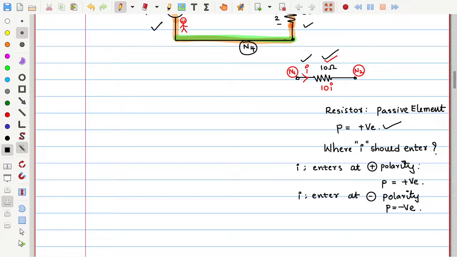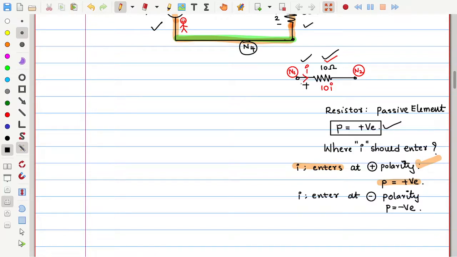Now, a little reverse engineering operation. Polarity we know, current direction we know. Can't we decide? Sorry, the power sign convention we know, that is, power is positive. That means these things are known: where current is entering is known, and whether power is positive or not is known. Then can't we predict where it should enter? That entering terminal, is it positive or negative? Tell me. Positive, sir. It should enter at the positive. For all passive elements, current should enter at the positive polarity.